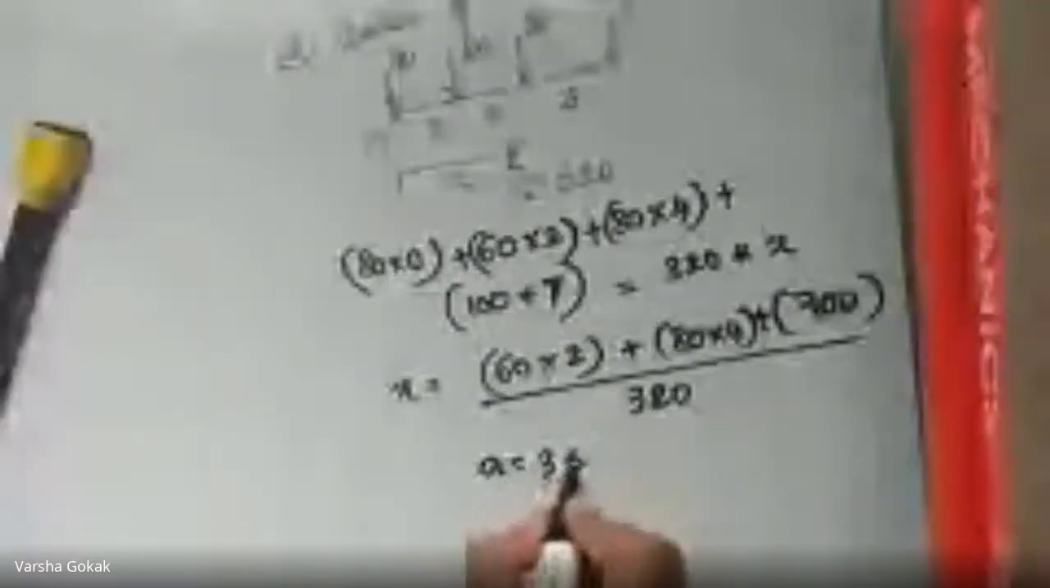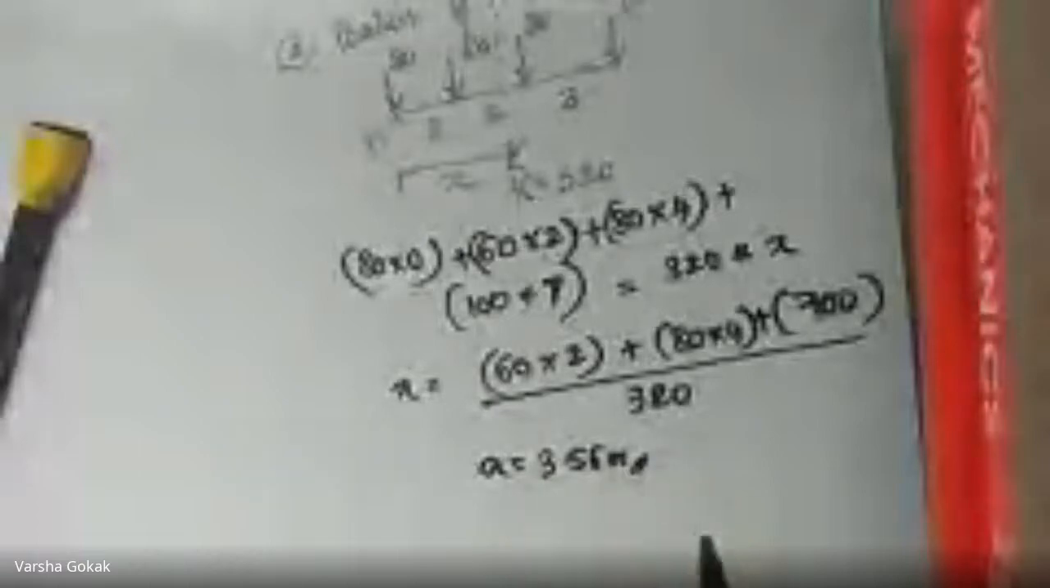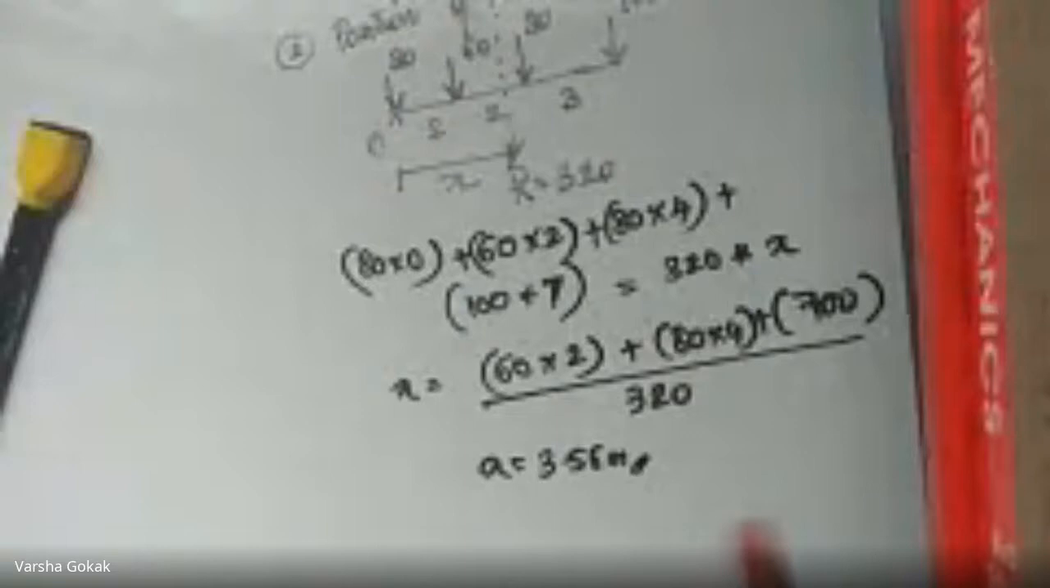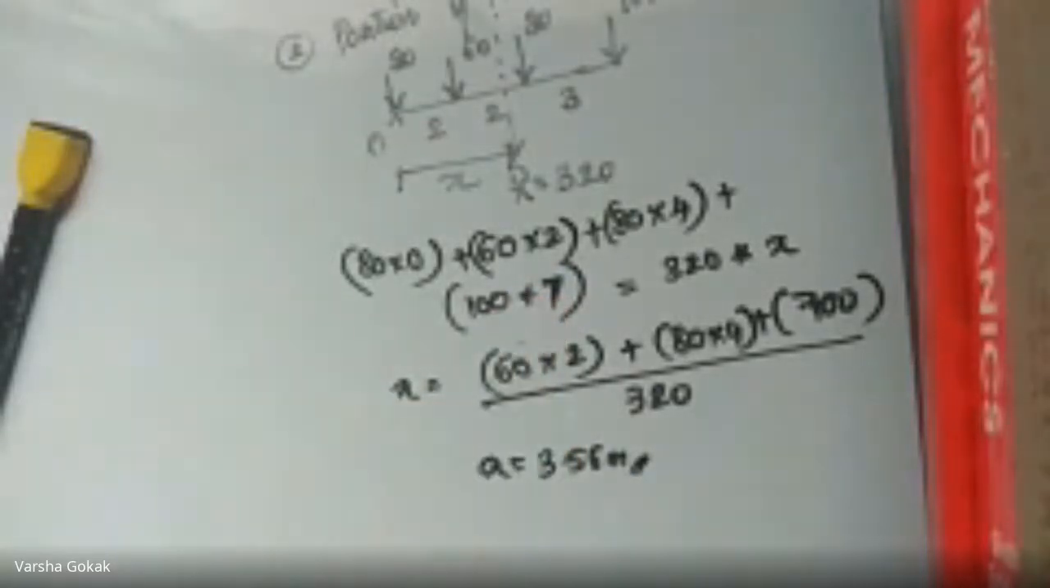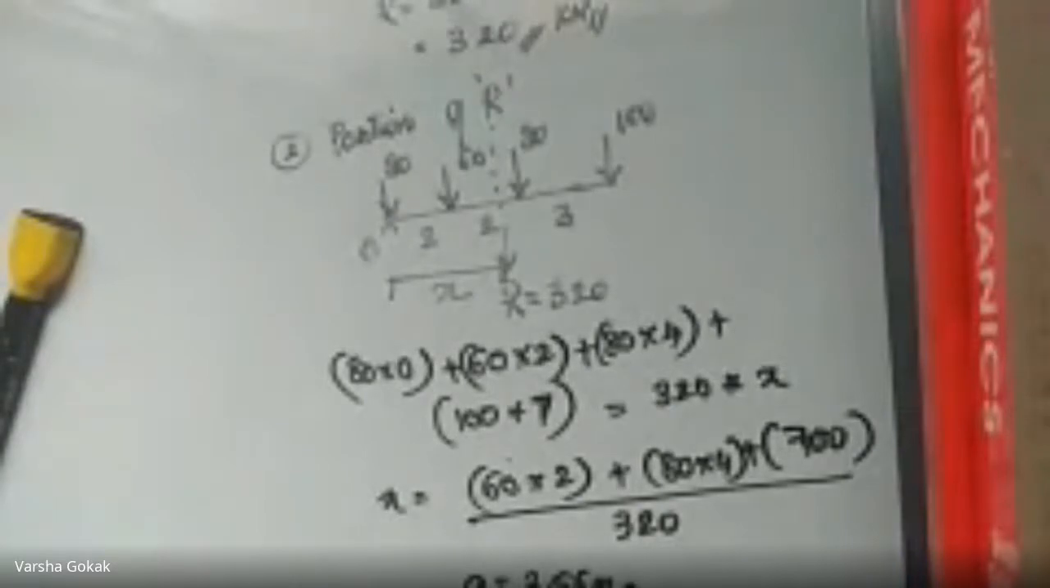3.56. You're getting 3.56. All of you, please check. Yes, ma'am, 3.56. 80 into 3. Moment is correct. Okay, fine. They have taken the moment.